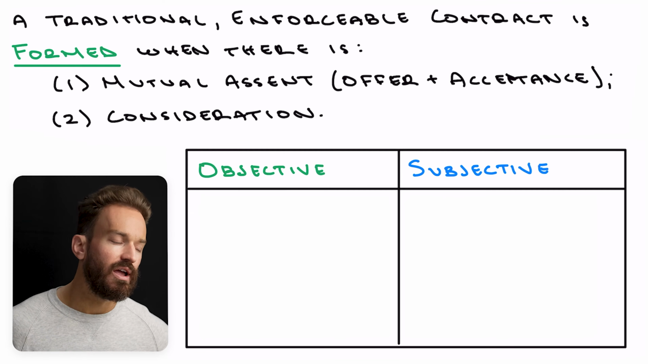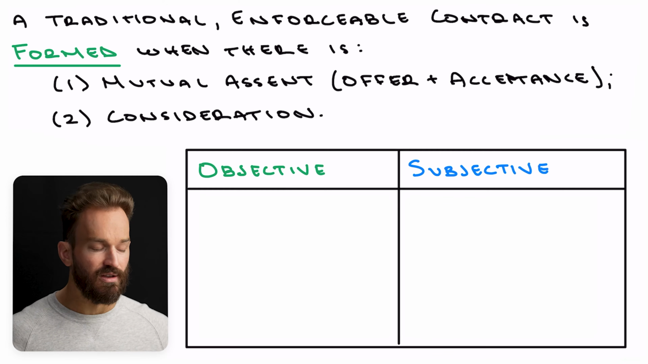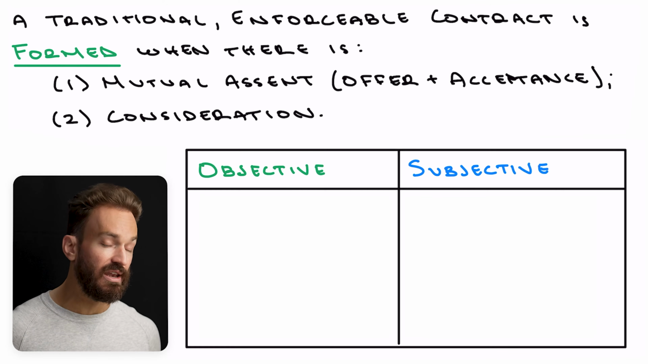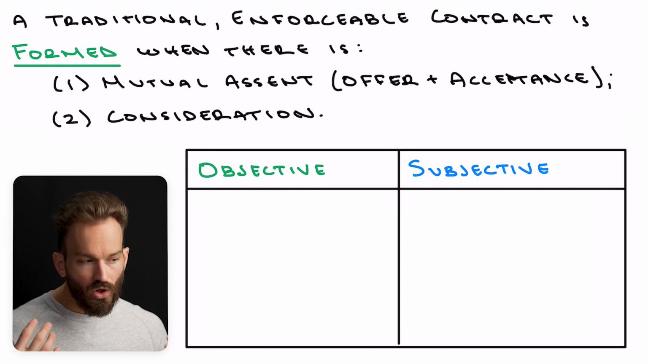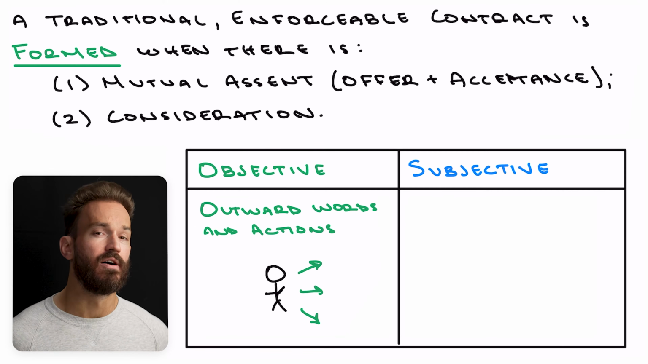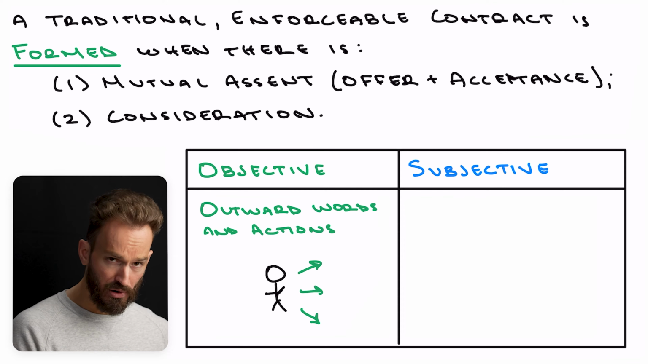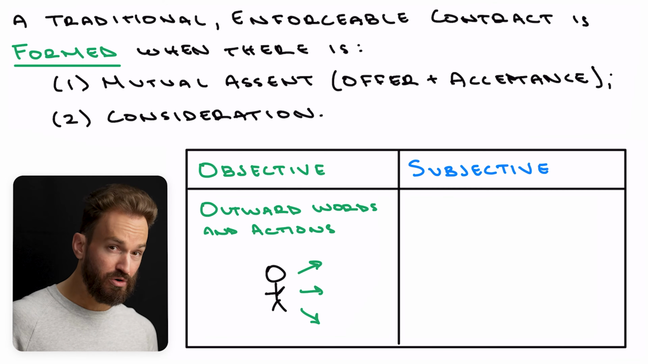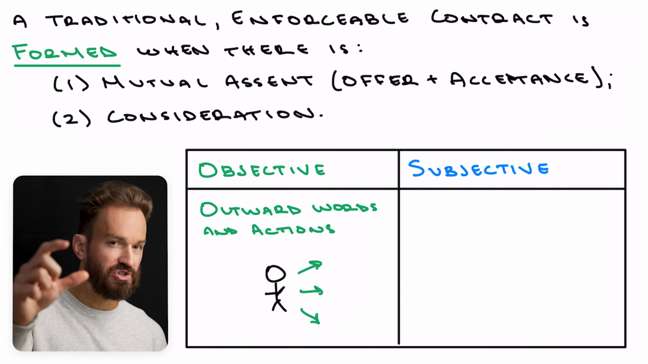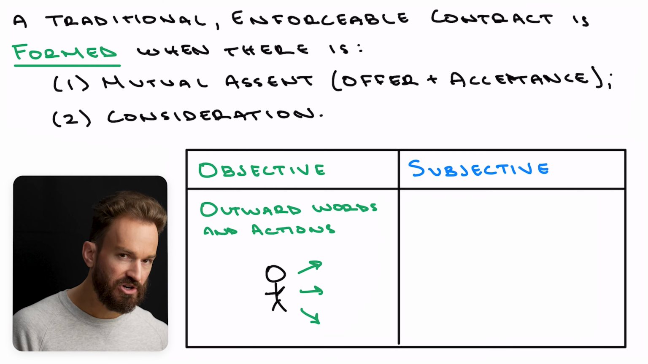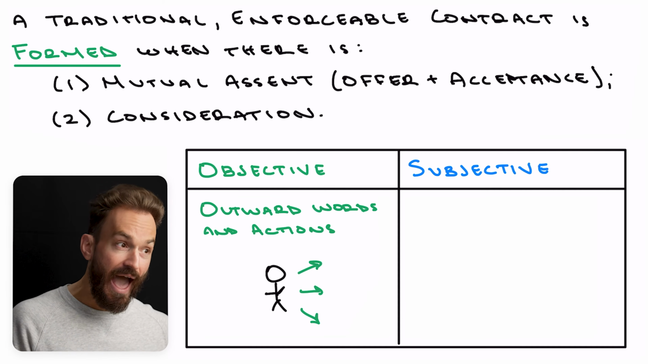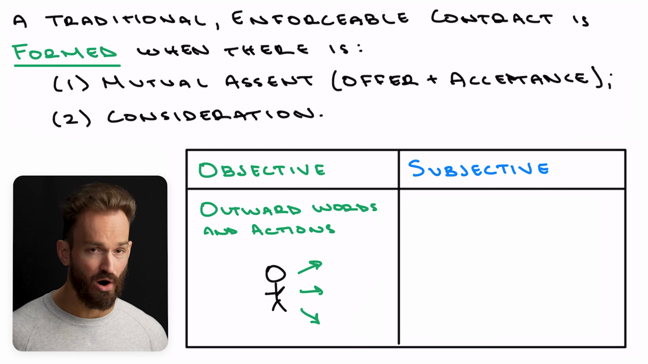What we mean here in terms of objective and subjective is, when we say the court is using an objective test, the court is looking at the outward words and actions of the parties. Basically, how would a reasonable person interpret the outward words and actions of the parties? So every time you hear the word objective in law school, you should think objective, outward, objective, outward. Objective means we look at the outward words and actions of the parties involved.